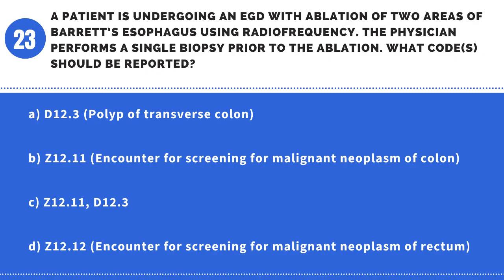Question 23. A patient is seen for a screening colonoscopy. A polyp is found in the transverse colon and removed by hot biopsy forceps. The correct CPT code is 45384. What is the primary diagnosis code for this encounter? A. D12.3, polyp of transverse colon. B. Z12.11, encounter for screening for malignant neoplasm of colon. C. Z12.11, D12.3. D. Z12.12, encounter for screening for malignant neoplasm of rectum. Answer B.